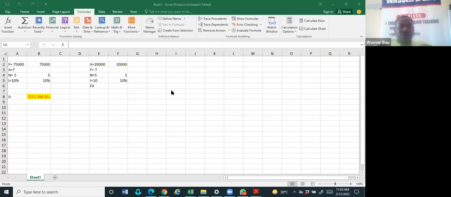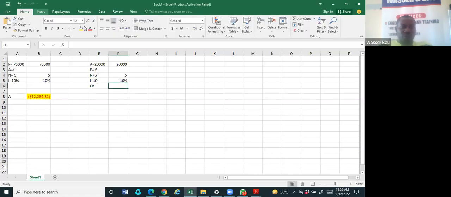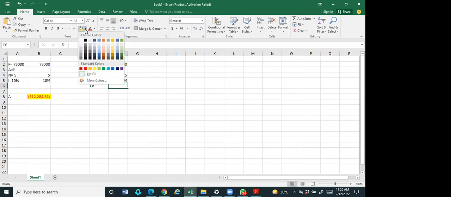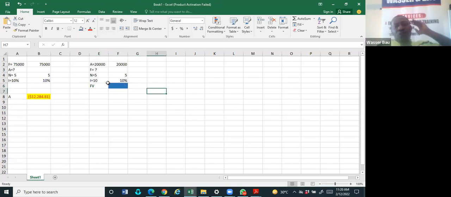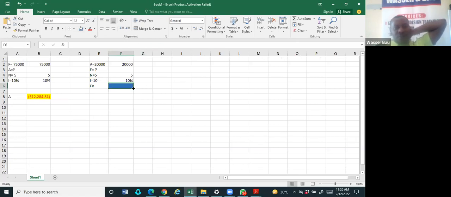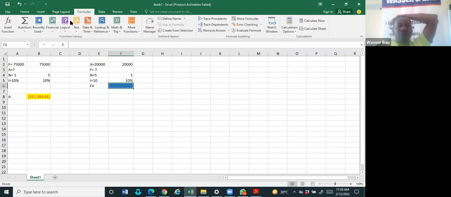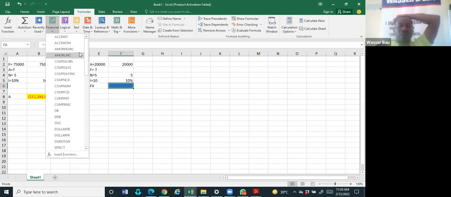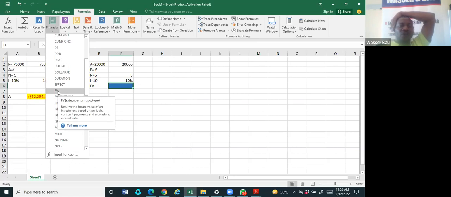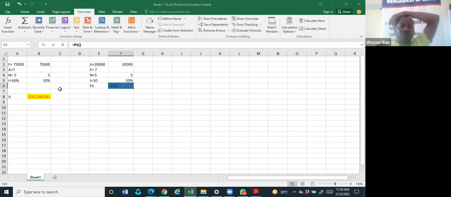So this is it. You first go to the cell where you want the answer to pop up. Let me just give it a different color. Good. Meanwhile, you have to increase this cell. Then I'll go to the formula menu. From the formula menu, I go to the financial tab. From the financial tab, I go to FV because I'm looking for the future value, the future value of my 20,000 naira investment in 5 years at 10%. So I'll click on FV.